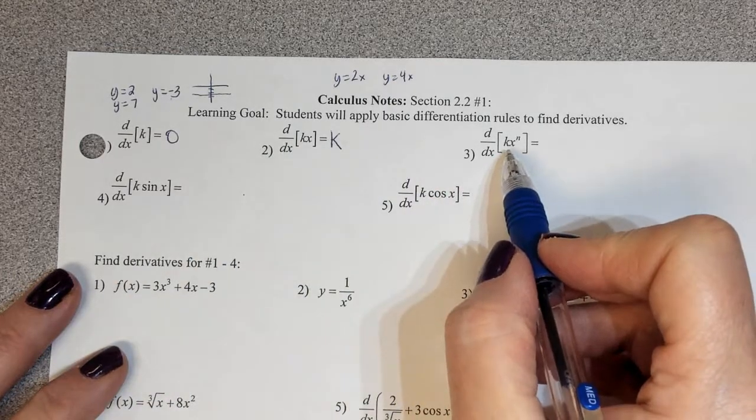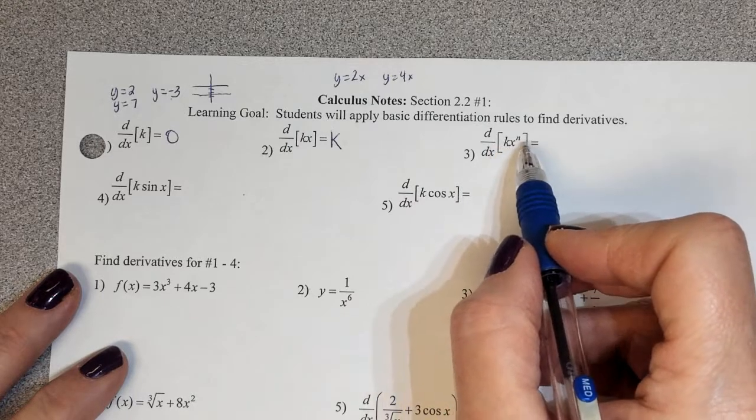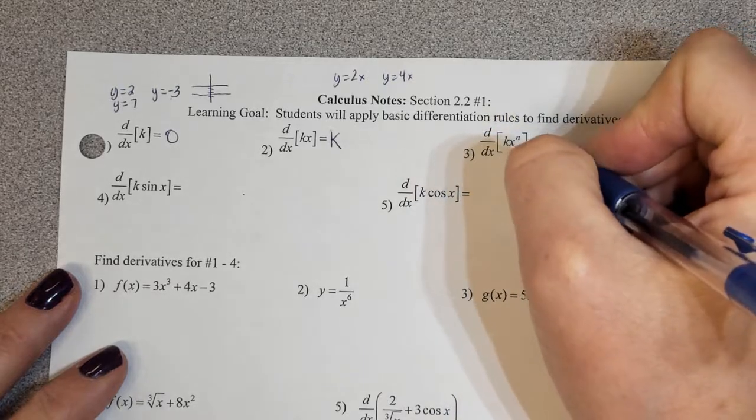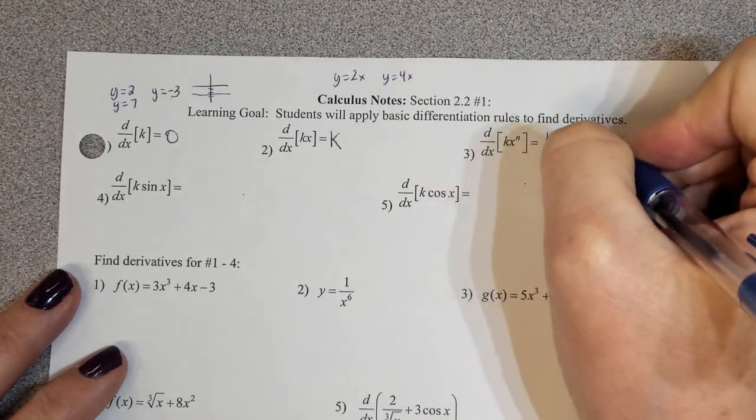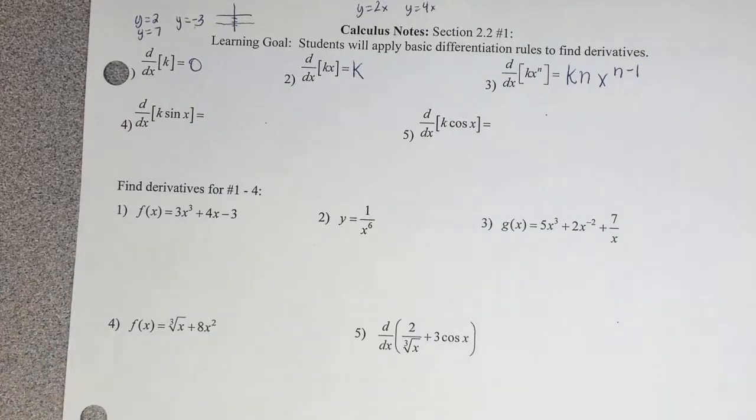This is the one I told you to look at the warm-ups for, and we came up with this formula together. We said that if we want to find the derivative of kx to the n, that derivative is going to be k times n x to the n minus 1. The derivative of sine x.